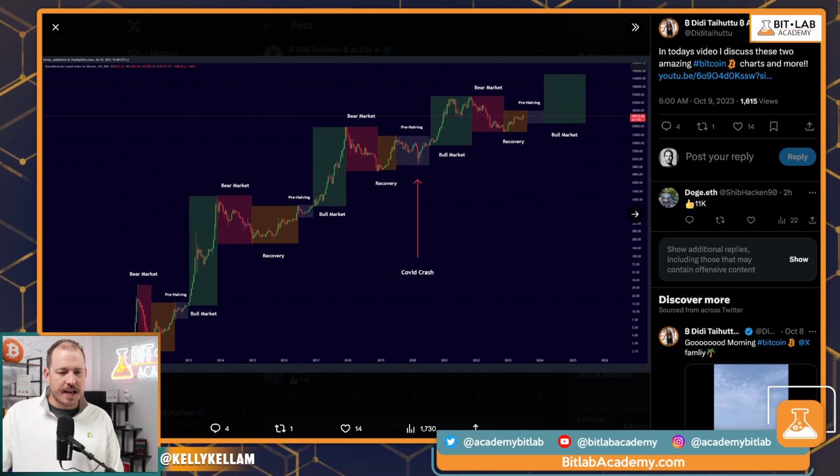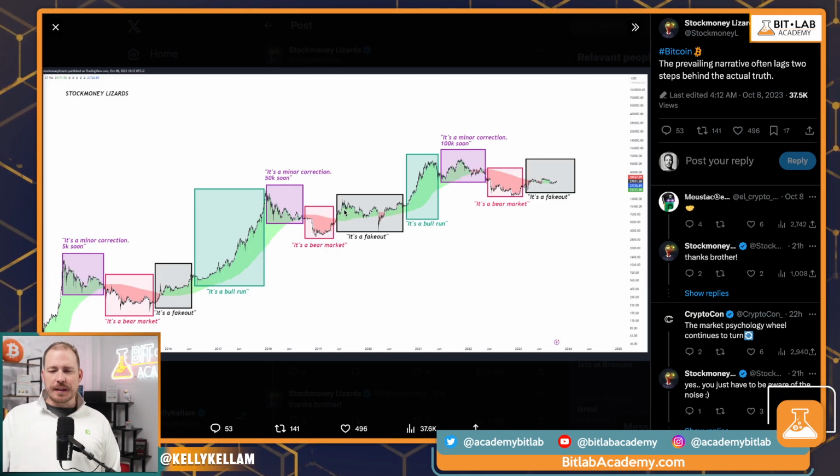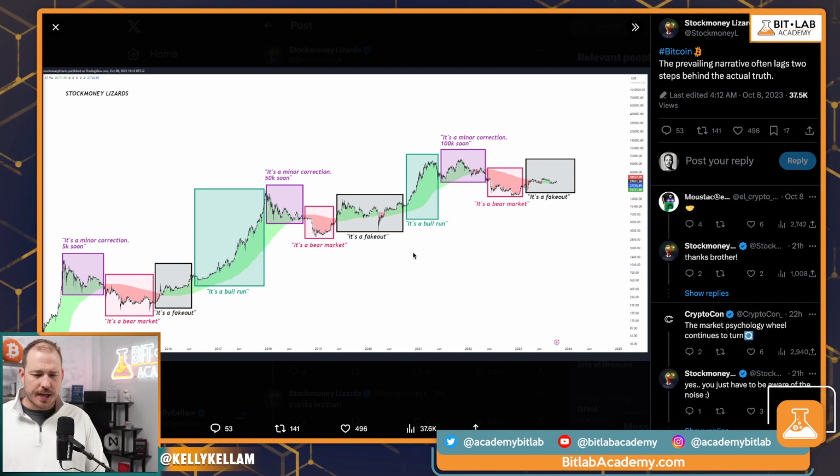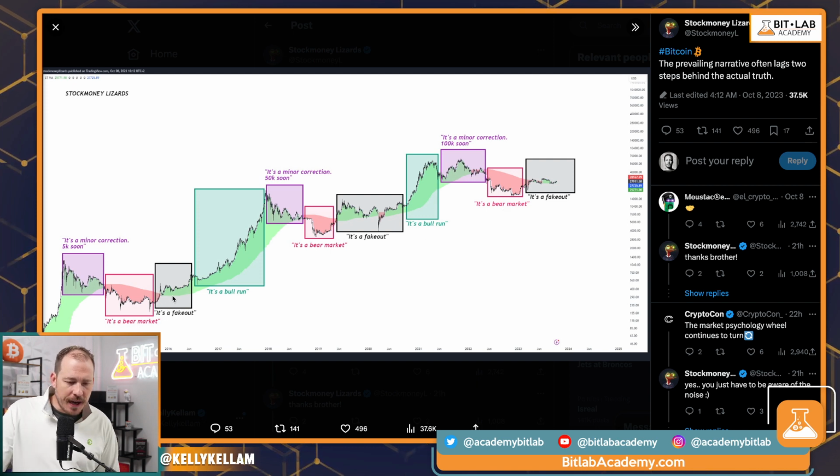Okay, moving on to this next chart. Another way to look at this. The prevailing narrative often lags two steps behind the actual truth. This is such a good statement here from Stock Money Lizards. Point being here is, same thing. Is this a fake out?